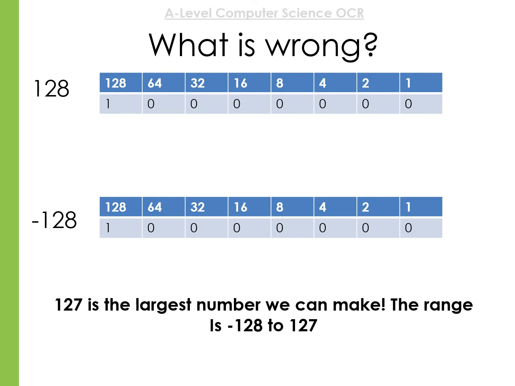Now what's wrong here? 128 and minus 128 actually give the same values. Well, hopefully you've spotted that the largest number we can make is 127, because the range of 2's complement numbers goes from minus 128 to 127.